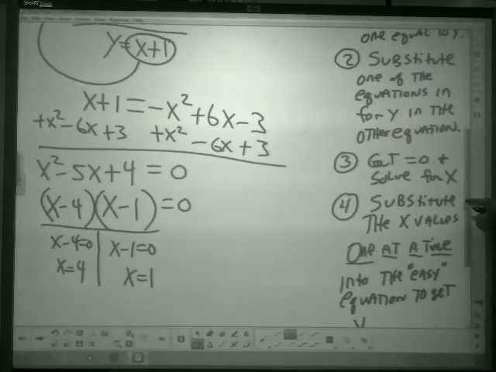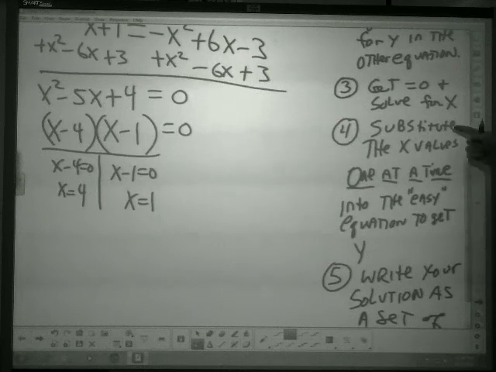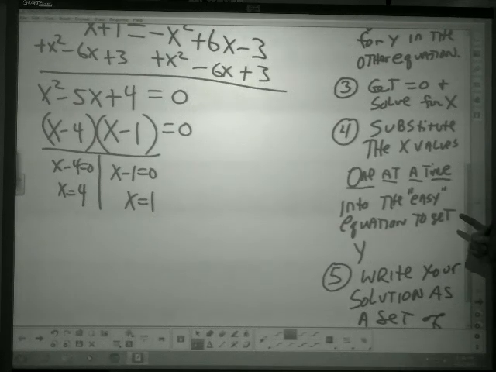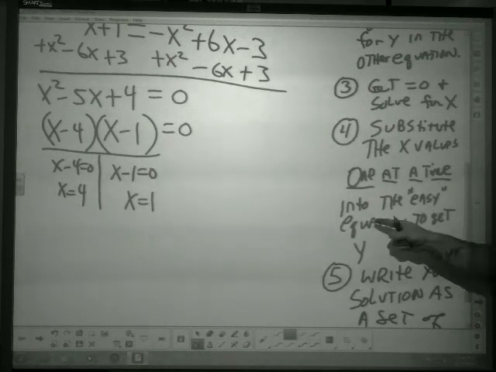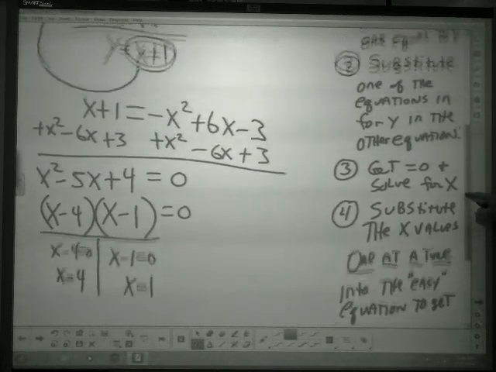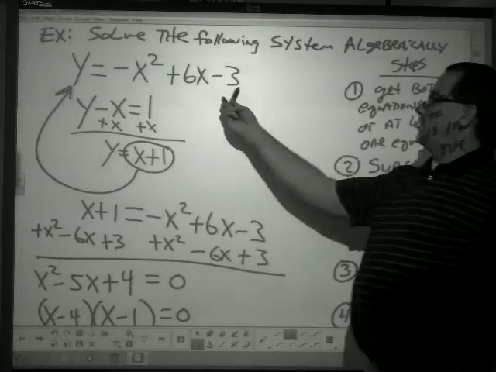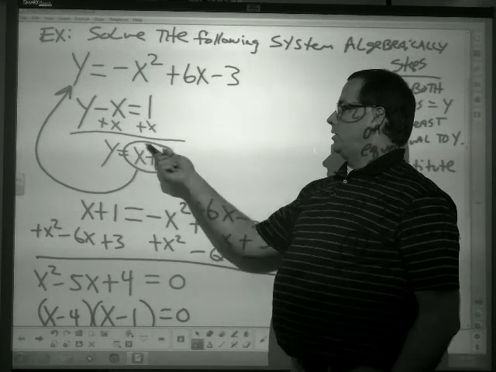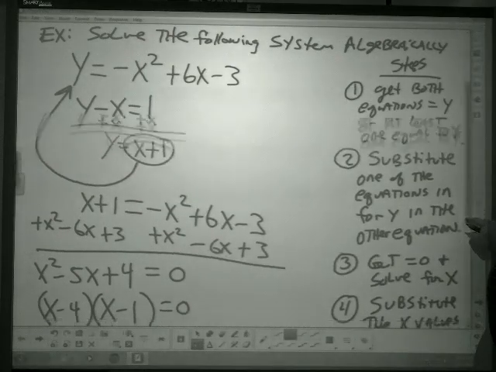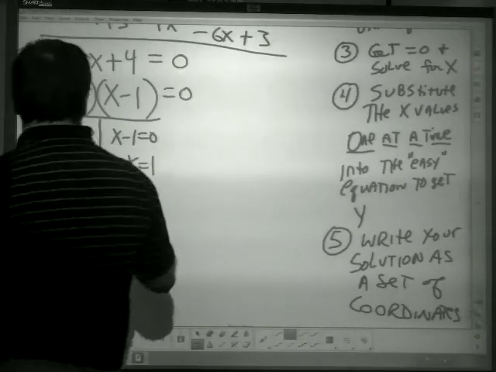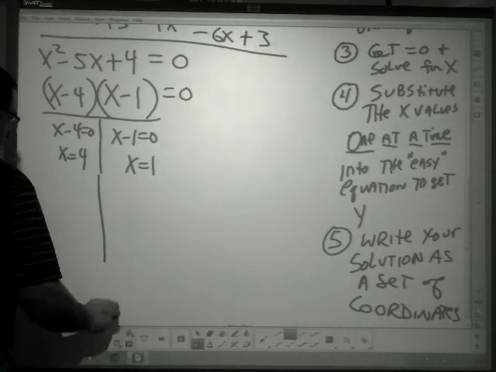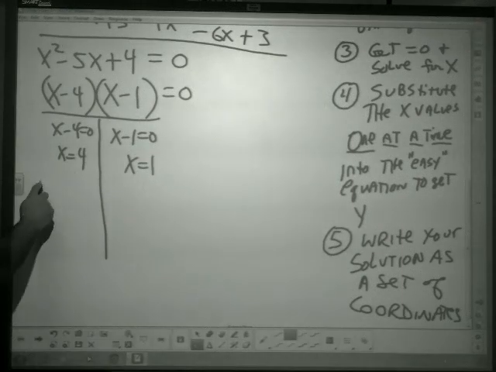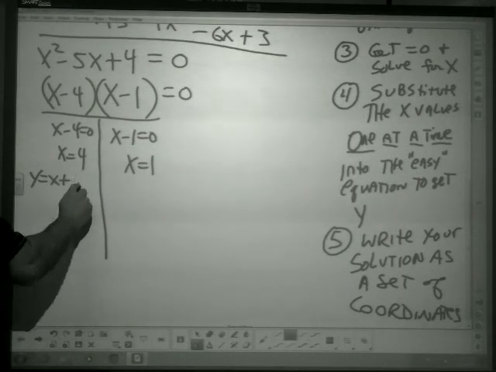So now, what do I do? I'm going to substitute those x values one at a time into the easy equation. So I could either put them here, or I could put them here. You get to take your pick. I'd rather put them here. So y equals x plus 1. I'm just going to keep this line going down here. Okay? So y equals x plus 1.